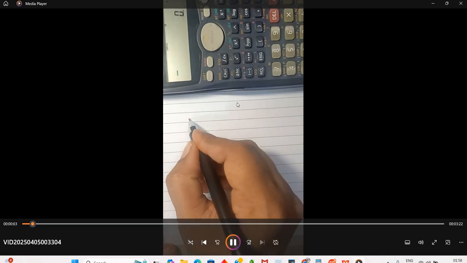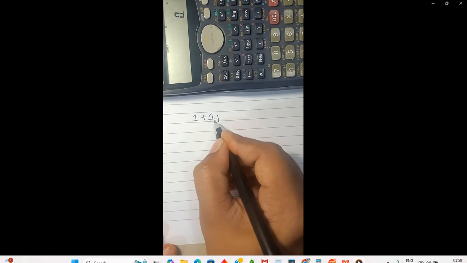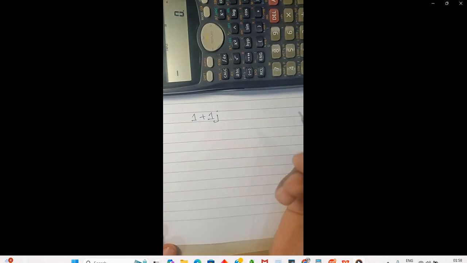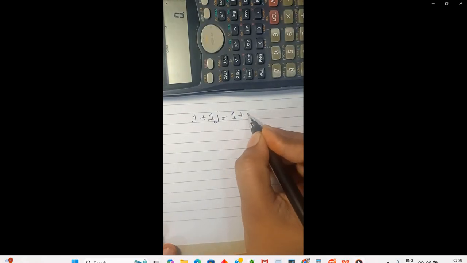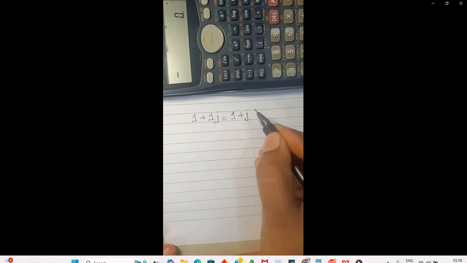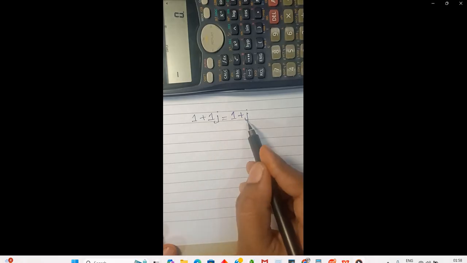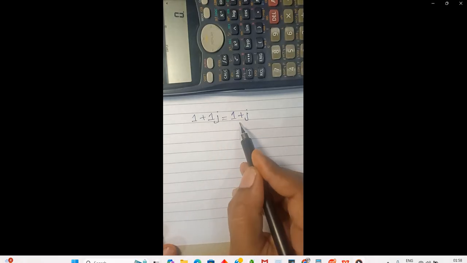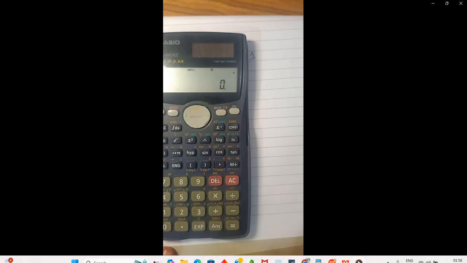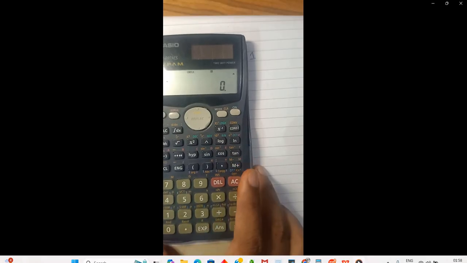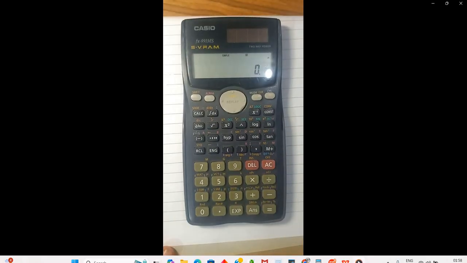Today we will see how to convert the rectangular form to polar form. So suppose I have 1 plus 1j. 1j or 1i also you can use. So this can be written as 1 plus j, or 1 plus i. Because it is 1j, I have written it as j. Now I want to convert this to polar form. That is, I want to know what will be the magnitude and the angle. I will find out the angle first in the form of degrees. Later on we'll see in the radians.